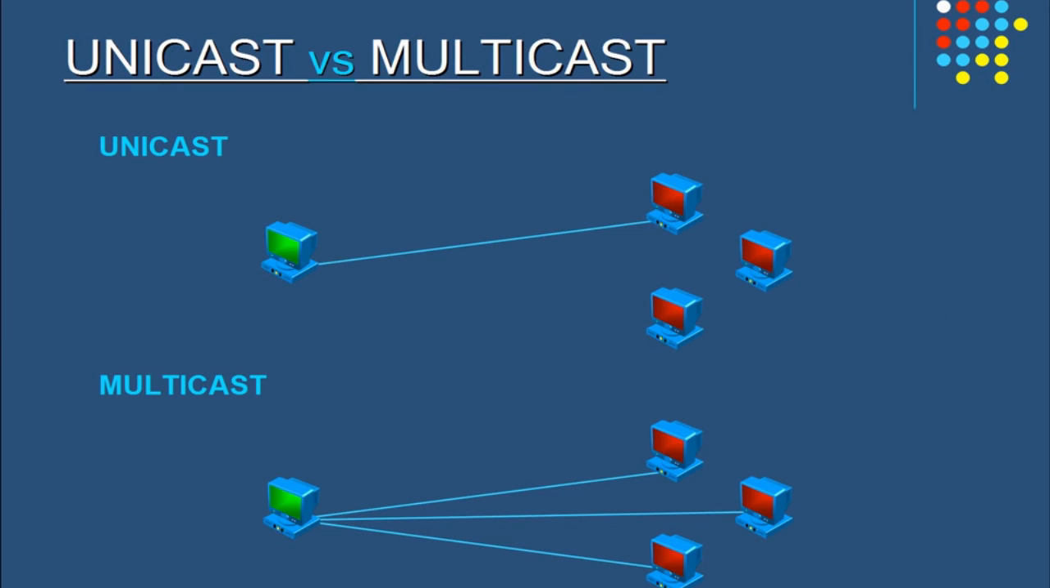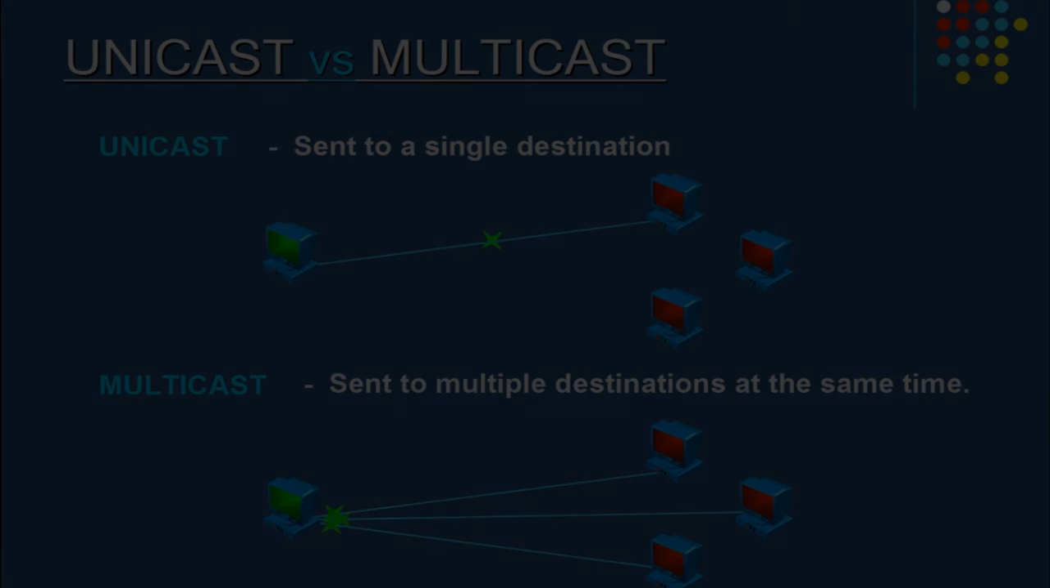The difference between unicast and multicast is that with unicast, the data packets are sent to a single destination. And with multicast, the data packets are sent to multiple destinations at the same time.